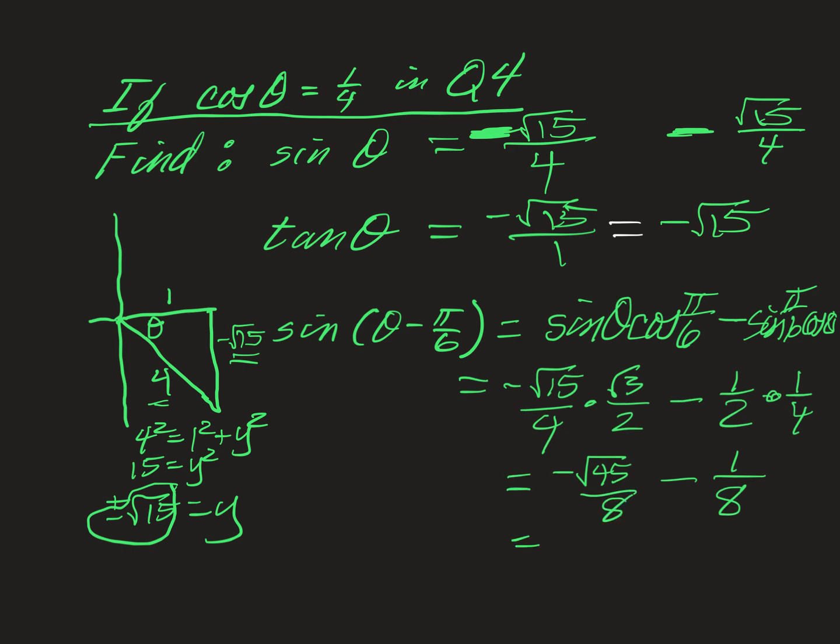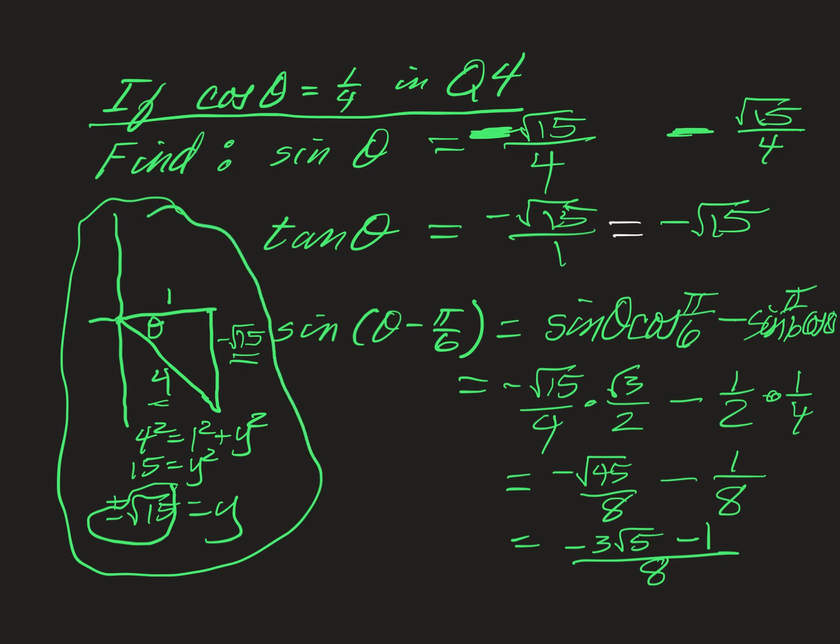And then you can simplify that. 45 is 9 times 5. So it'll be negative 3 square root of 5 minus 1 all over 8. And there you go. So using the same technique. Now remember, we did this on inverse functions. And now we're doing it on sum functions. Okay? The only other thing I see would be this problem. So we're going to do one other problem.